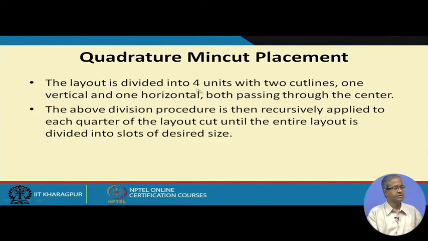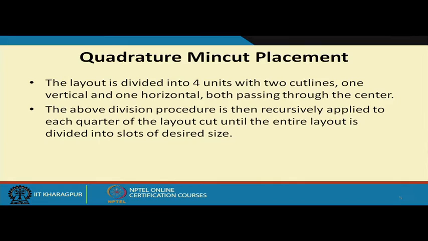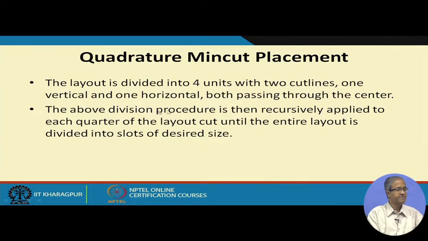So, in the first method, which is called quadrature min cut placement, the idea is to divide the layout into 4 parts with 2 cut lines, one vertical, one horizontal, both passing through the center. Just like I illustrated earlier, given a layout, you cut vertically, cut horizontally, you get 4 pieces. Now, when you make a cut, as I said, you do the cut considering the cut size minimization problem. Okay. You can use the Kernighan-Lin algorithm for the purpose. Okay. Now, this division procedure is recursively applied to every quarter.